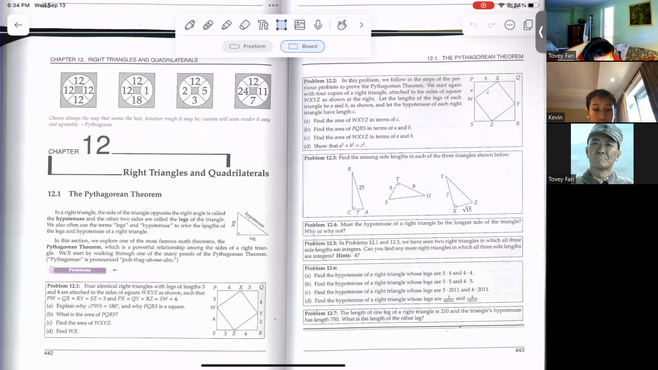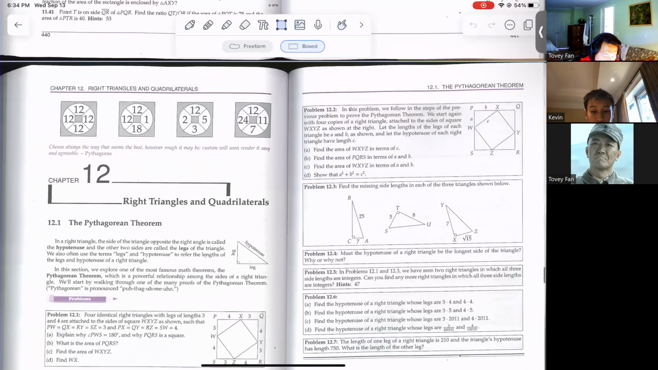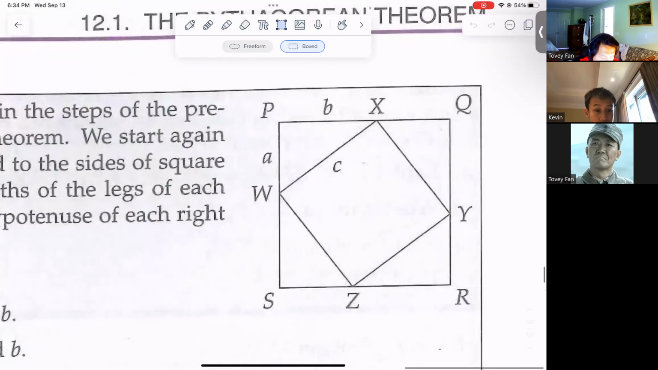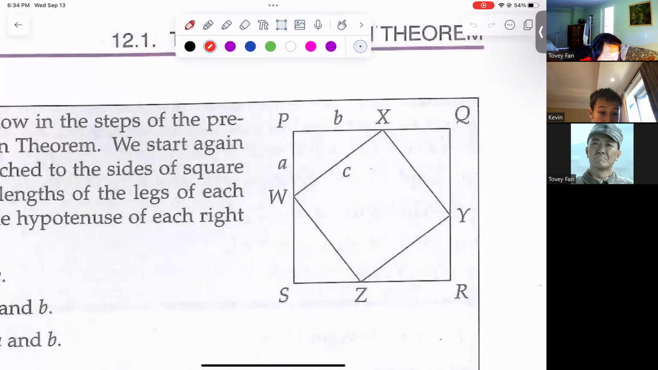Now, right triangles and quadrilaterals, here Pythagorean theorem. So the easiest proof of Pythagorean theorem, do you know that? This proof? Have you ever seen it? Do you know how to do it? I think I know. You think you know? Okay. Can you explain to me? This is a diagram. So basically, you assign sides A, B, C. Yeah, ABC, and then that's ABC.